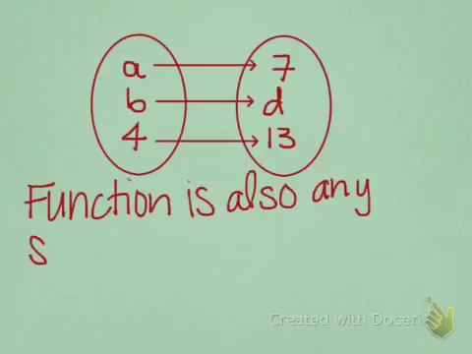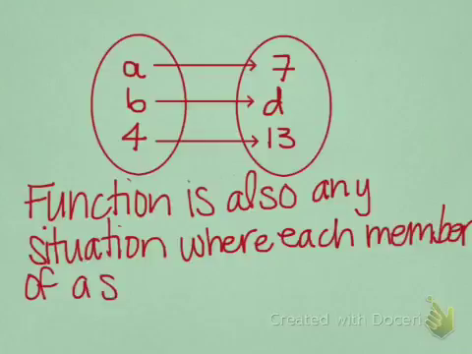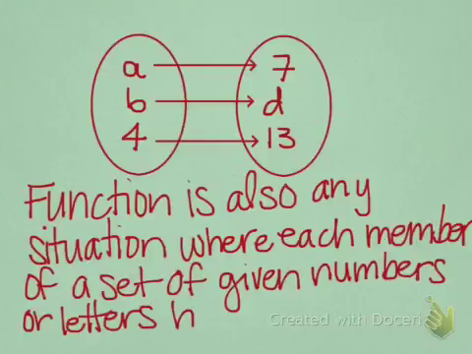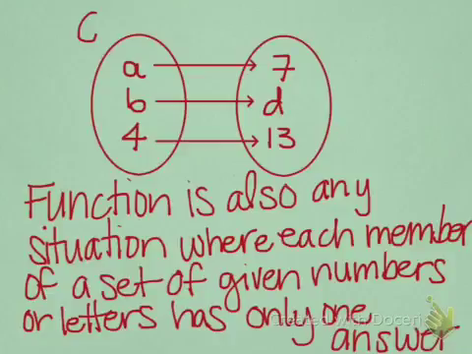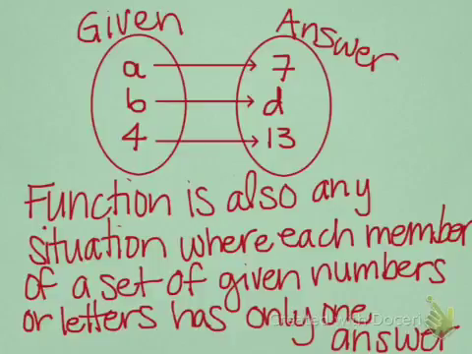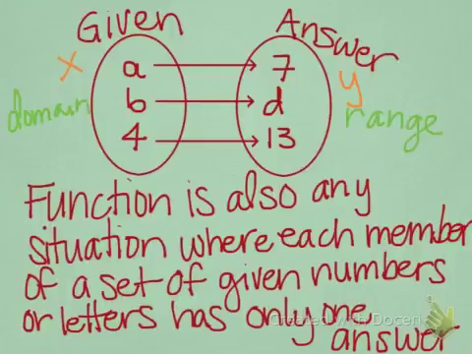So a function can also be defined as any situation where each member of a set of given numbers or letters has only one answer. So when we put in A, we get 7. When we put in B, we get D. When we put in 4, we get 13. There's one and only one output for every input. So our input and our output can have different labels. So you can have the given being your independent variable and the answer being your dependent. A lot of times we refer to it as x and y. The x's are always the domain and the y's are always the range.